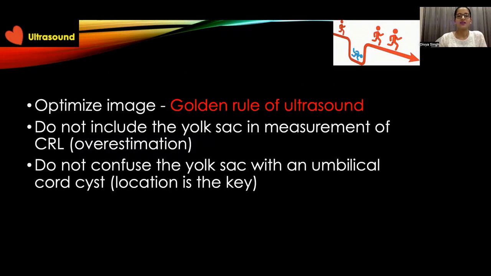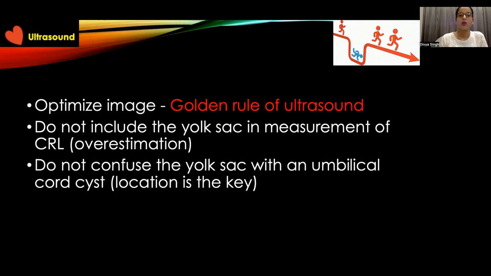So, just as I've stressed in my previous videos, it's important that before you go on to interpret anything, you optimize your image. Especially in early pregnancy, you need to get images with good magnification so as to interpret these minute structures clearly. Whenever you are measuring the CRL, be careful. Do not end up including the yolk sac in the measurement of CRL. Don't mistake the yolk sac, say, for the rhombencephalon of the embryonic head, because if you include the yolk sac, you would end up overestimating the CRL.